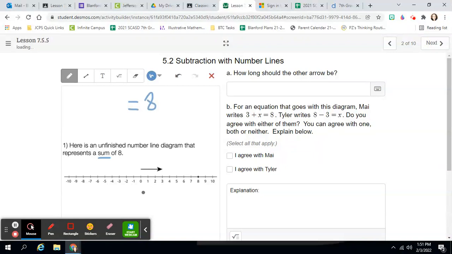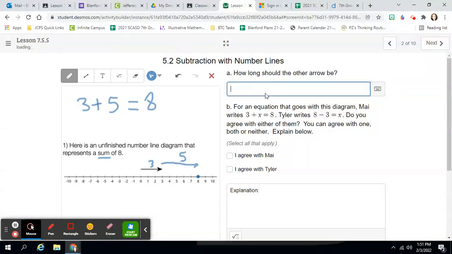Let's take a look at what they're doing here. It says, how long should the other arrow be? Well, if the sum is 8, that means our target answer is 8 right here, right? So the question is, how long should the other arrow be? Well, it has to go from here to here. So I know that that is a total of 1, 2, 3, 4, 5. So we know that that is 5, right? And this one we know is 3 because it starts at 0 and ends at 3. So this is showing 3 plus 5 is 8.